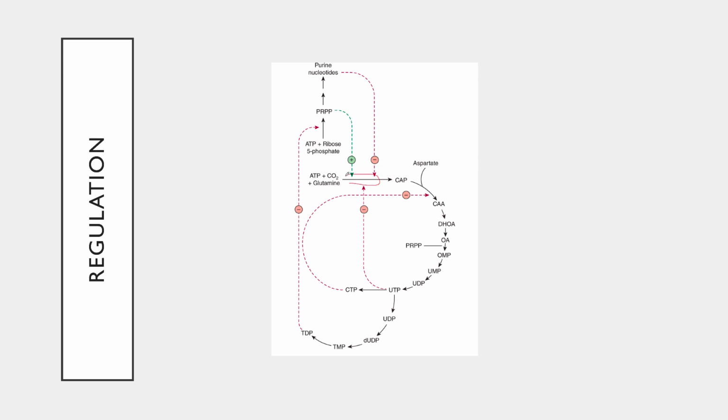And finally, this figure summarizes the interconnected regulation of both purine and pyrimidine metabolism. Our enzyme here, remember, is carbamyl phosphate synthetase 2, and you'll notice that it's regulated in several manners. First, it's allosterically activated by high levels of our activated sugar, PRPP, and it's inhibited by high levels of purine nucleotides. It's also inhibited by high levels of the intermediate UTP. So this regulation of our enzyme carbamyl phosphate synthetase 2 is the most important to focus on here. And note that it's regulated both by pyrimidine as well as purine nucleotides.